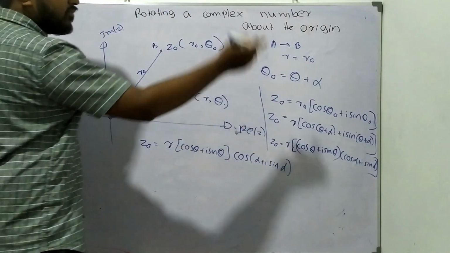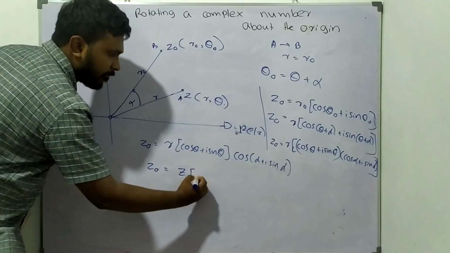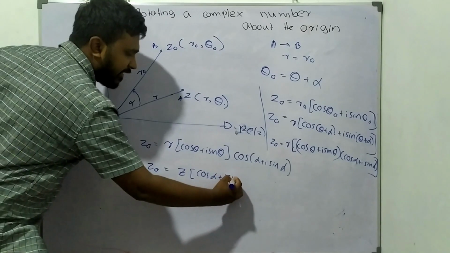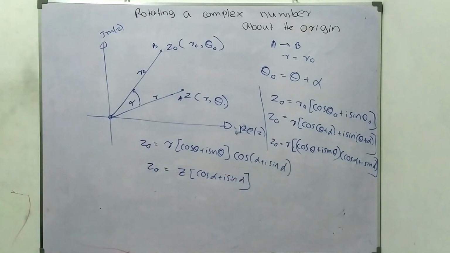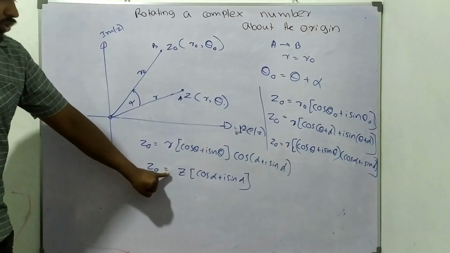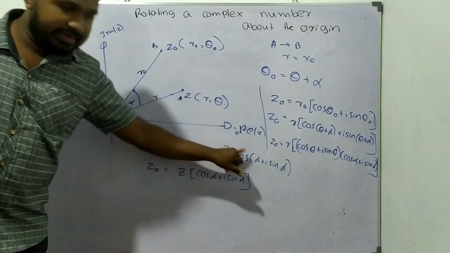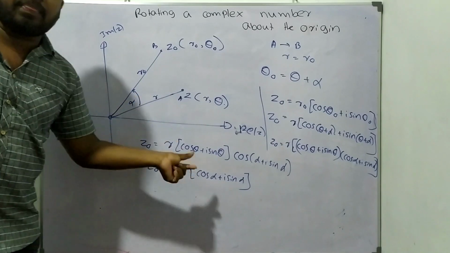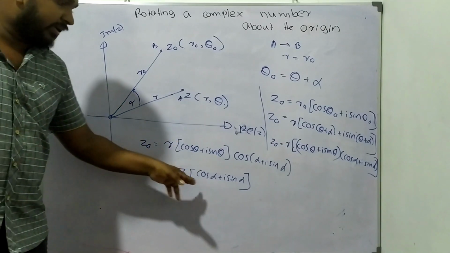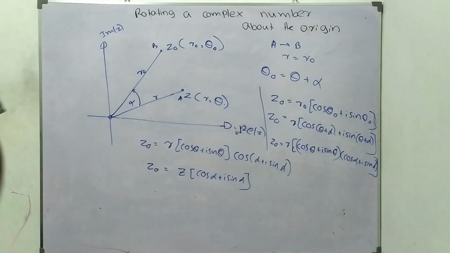So what is this? This is our previously given complex number. Z naught equals z times (cos alpha plus i sin alpha). So always, your z naught equals the previous position complex number times the angle complex number, which has modulus 1 and argument alpha, that is cos alpha plus i sin alpha. This is the theory of rotating a complex number about the origin.